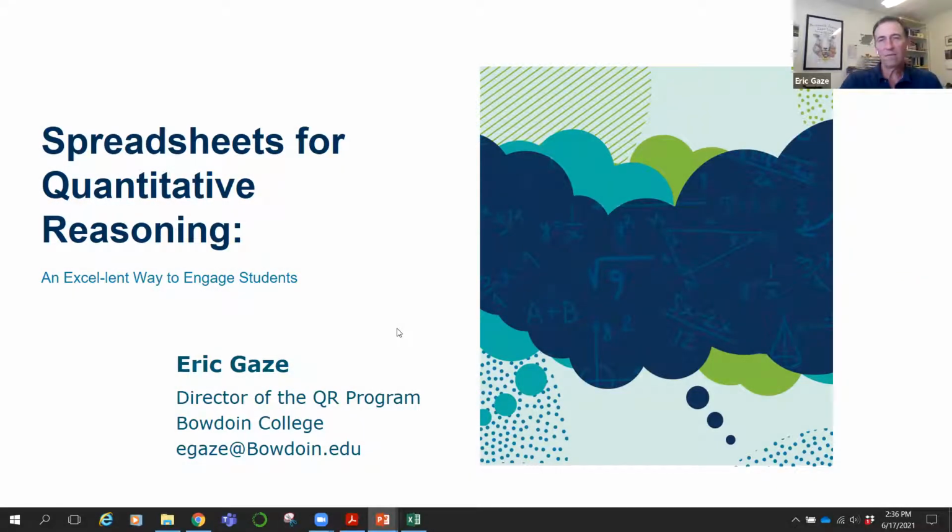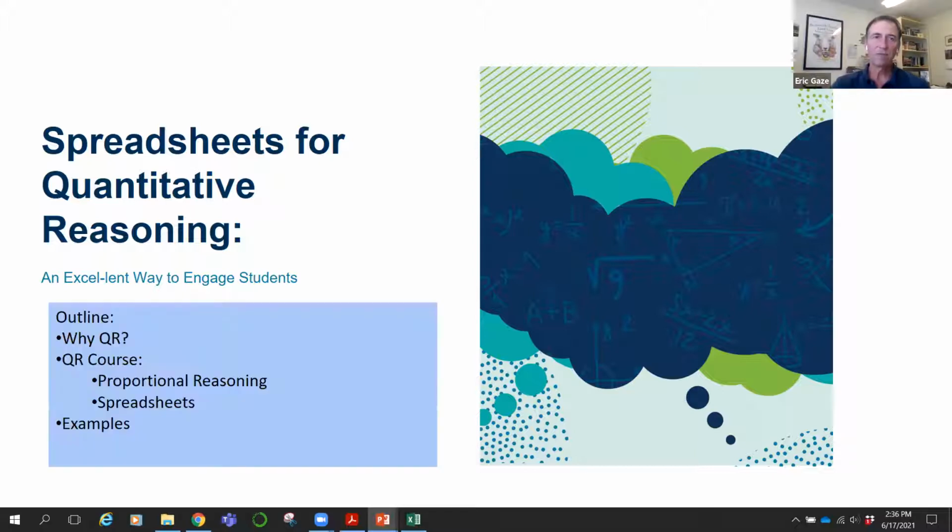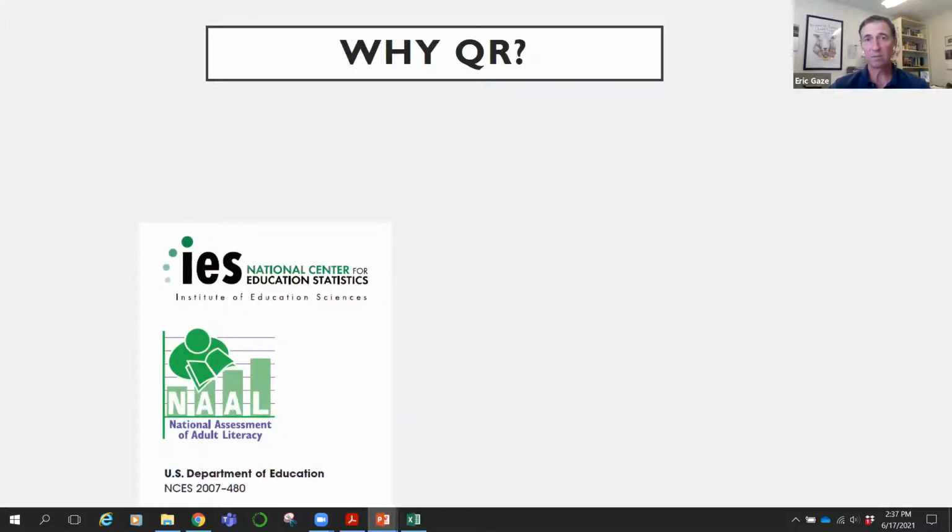So again, I firmly believe that spreadsheets are a great way to engage your students in a mathematics classroom. So first, we'll talk a little bit about why quantitative reasoning is so important, and then how we can embed spreadsheets into such a class and give you some examples.